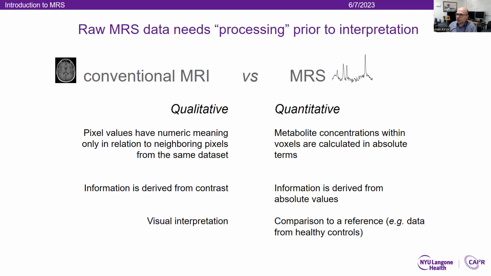On the other hand, with MRS, we need to end up with a number at the end of the processing. A number which we can then compare to a normative database to assess whether that number represents normal or abnormal metabolism.